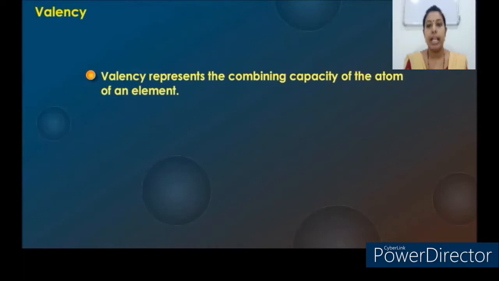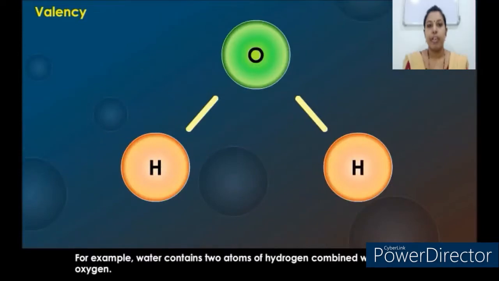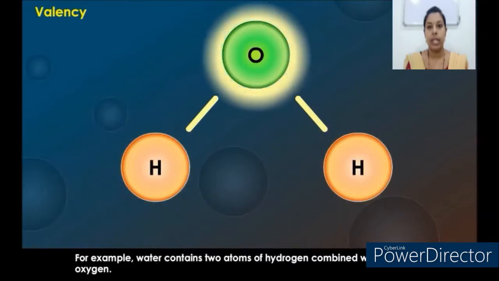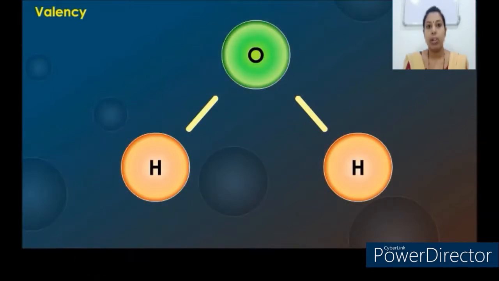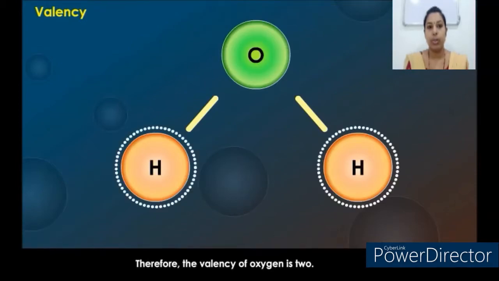The valency of an atom or a radical may be defined as the number of hydrogen atoms that will combine with or be displaced by one atom of that element or radical. For example, water contains two atoms of hydrogen combined with one atom of oxygen. One atom of oxygen has the capacity to combine with two atoms of hydrogen. Therefore, the valency of oxygen is 2.